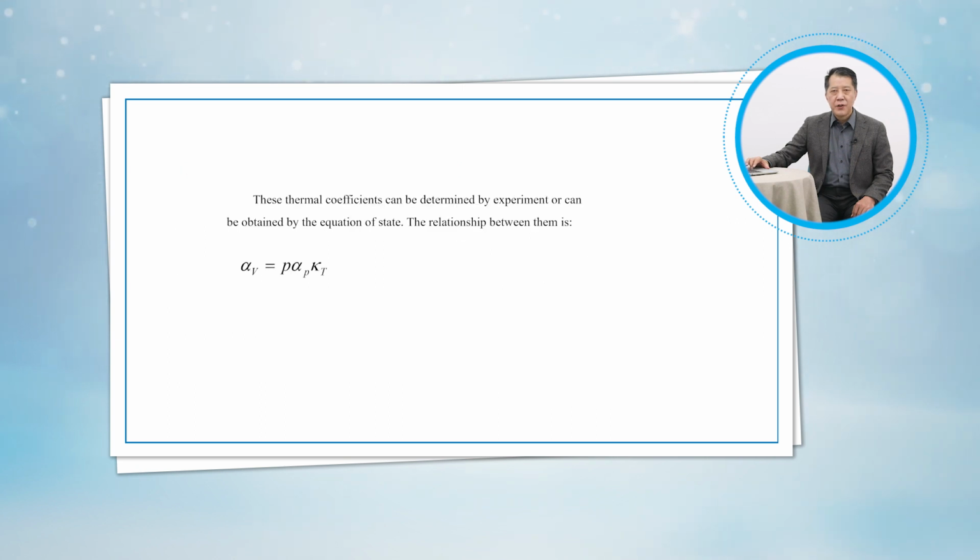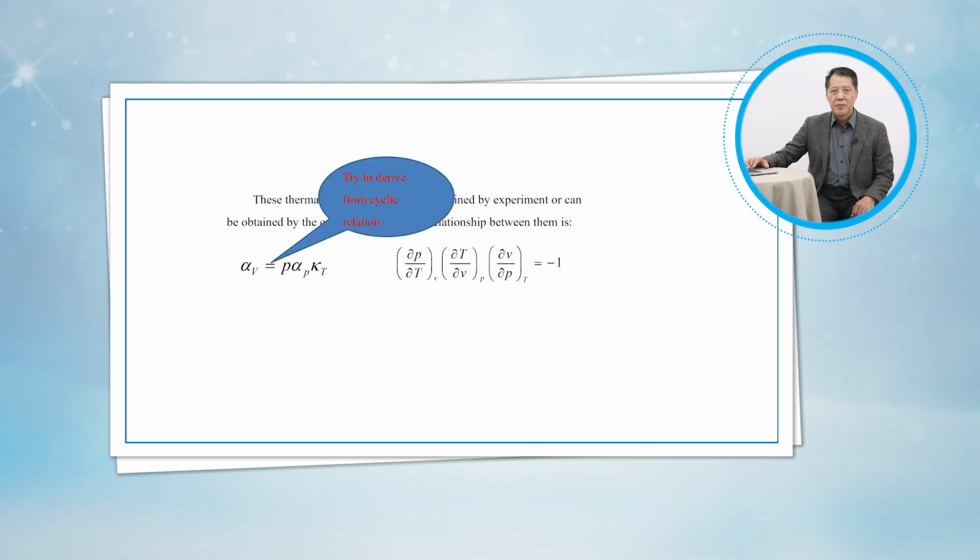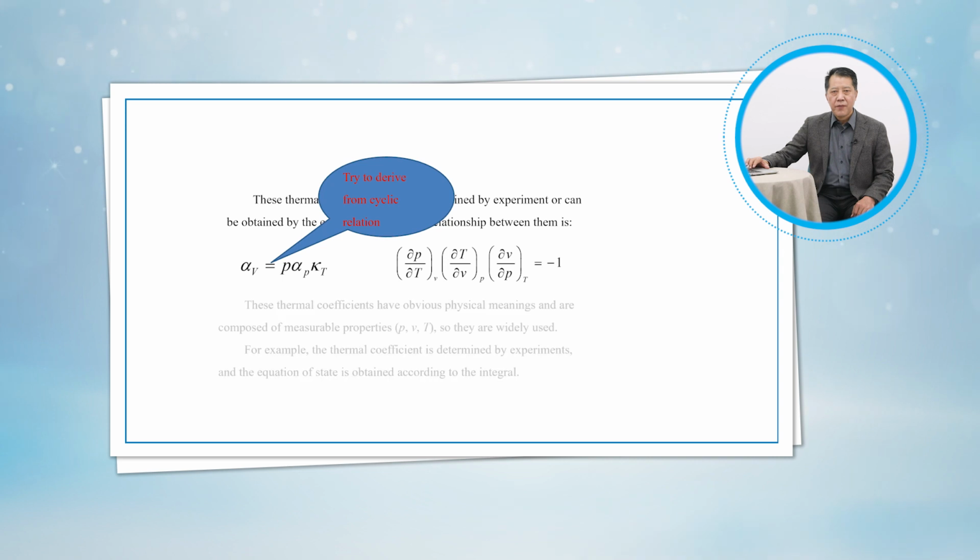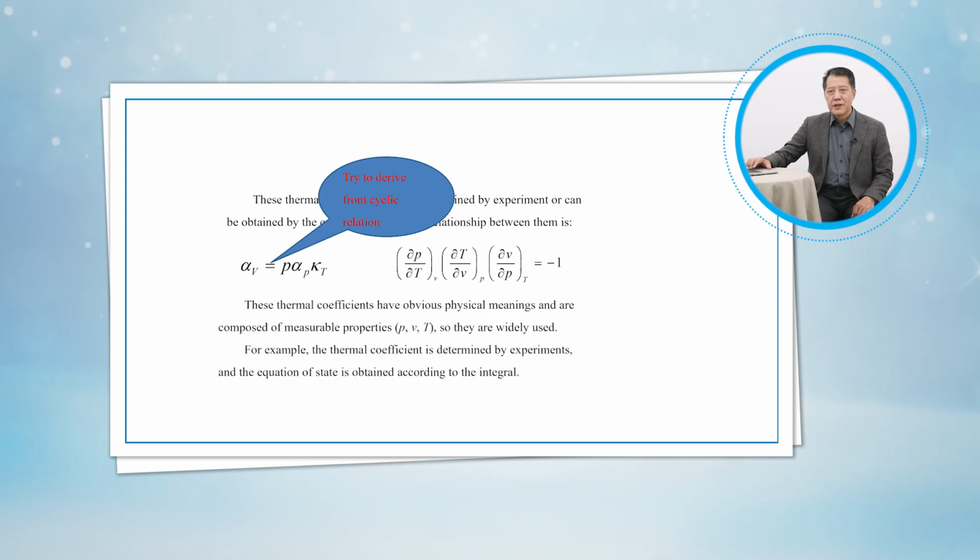These thermal coefficients can be determined by experiments or can be obtained by the equation of state. The relationship between them is given. This relationship can be derived from the cyclic relations. Try to do it. These thermal coefficients have obvious physical meanings and are composed of measurable properties, so they are widely used.